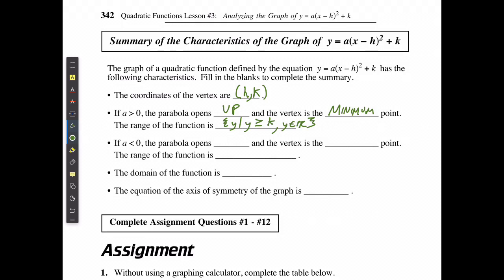If a is less than 0 or negative, it's going to open down. It's going to have a maximum, and the range of the function is going to be y, where y is less than or equal to k, where y is an element of the real numbers. The domain always stays the same. It keeps going to the left, it keeps going to the right. The domain is always going to be x, where x is an element of the real numbers. And the equation for the axis of symmetry is always going to be x is equal to the h value.